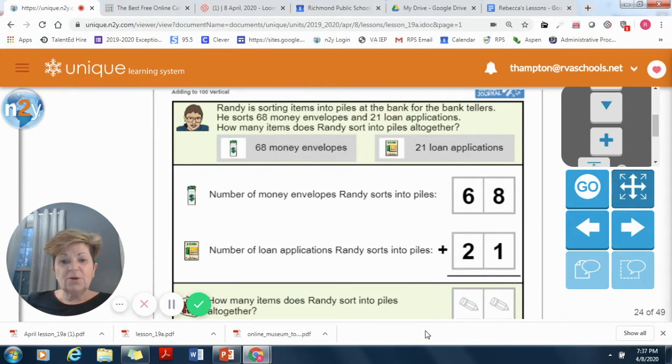So today we are going to be extending our lesson on adding up to 100. And if we have time, we will get to practice a little more with our subtraction as well.